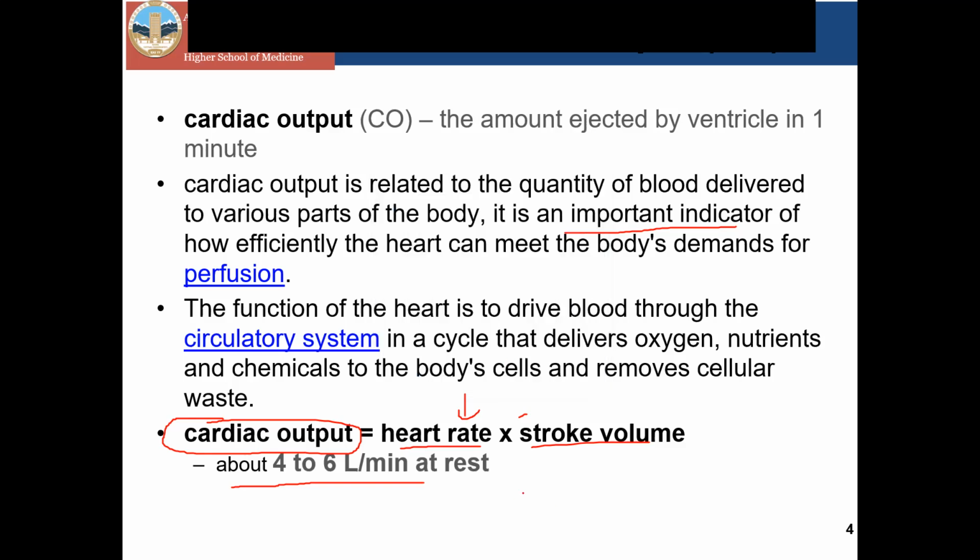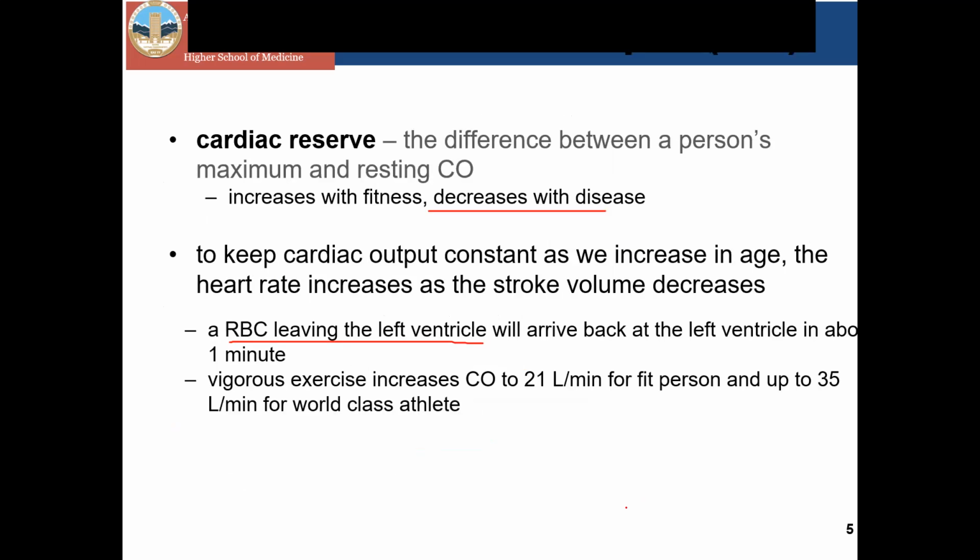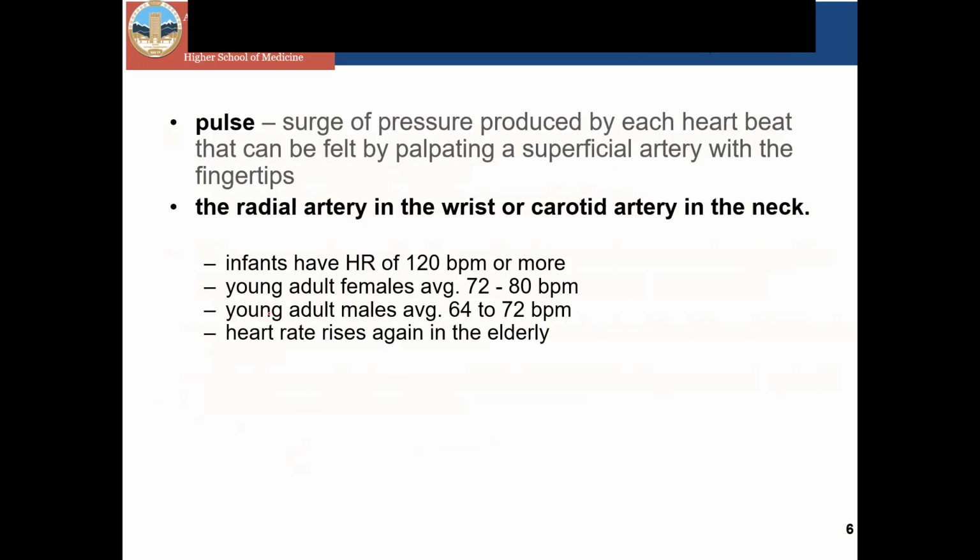So, we need to go. Here again, young adult females have 72-80 beats per minute. Young adult males have 64-72 beats per minute. It's normal. And heart rate rises again in the elderly.